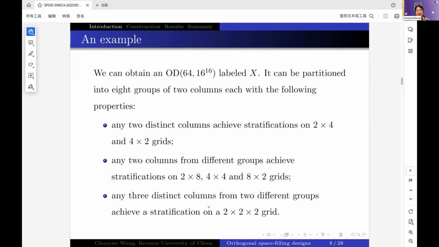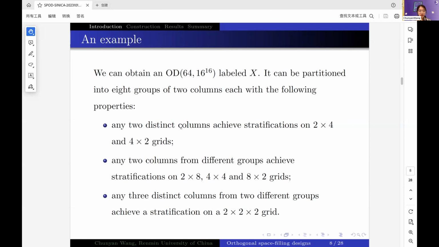So let's see and illustrate examples. So we can obtain a design labeled X. It can be divided into 8 groups of 2 columns each, and it has the following desirable properties. So in summary, the design has desirable space filling properties, and the subject of this paper is to construct this type of design.